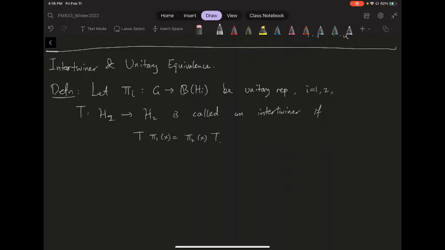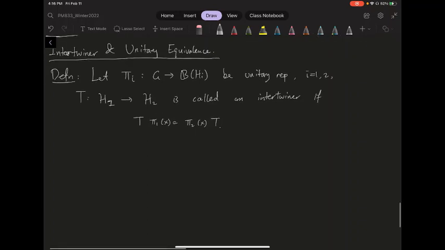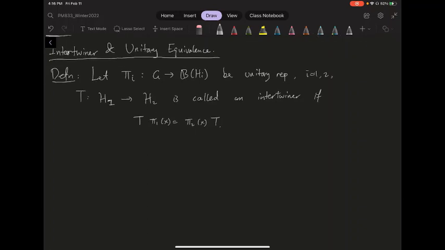The next concept we're going to talk about is called the intertwiner, and it is related to the concept of unitary equivalence. Roughly speaking, I want to say when two representations are basically the same. What I mean by the same is that we can find some kind of unitary that implements the transfer from one to the other. So first of all, let's give the definition of an intertwiner.